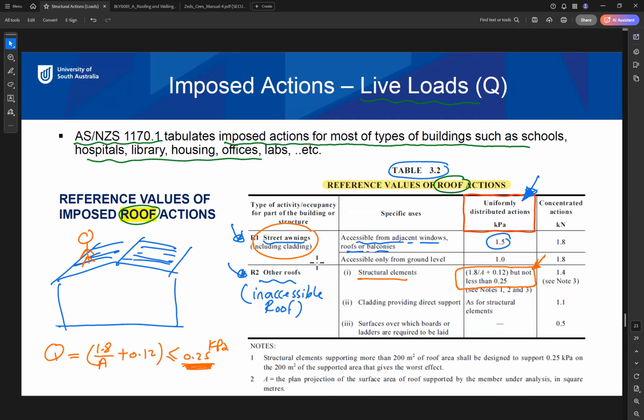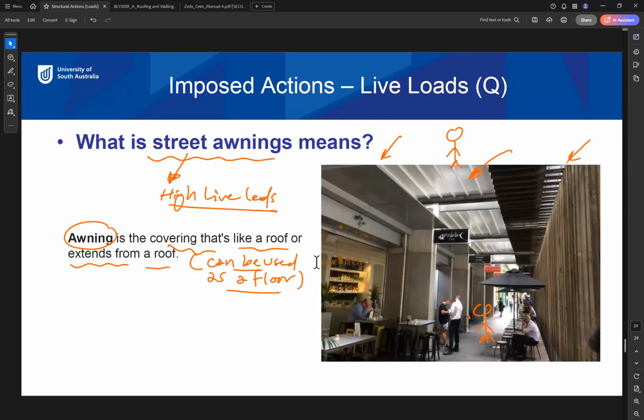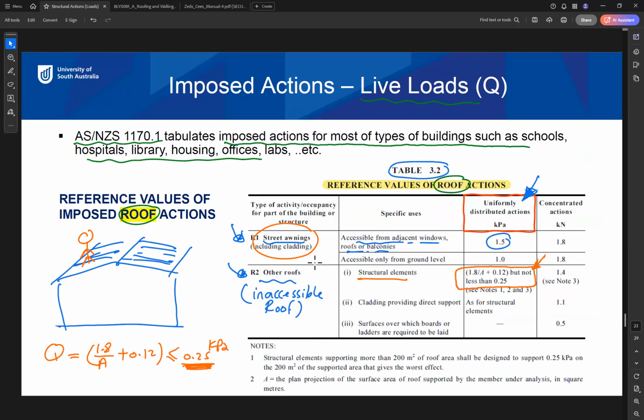Okay, so do you have any question about the live load for roof or floor? Any query? Is the live load simple, or do you have any problem with the live load?